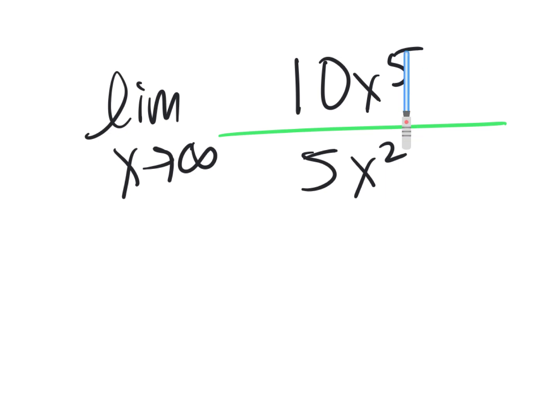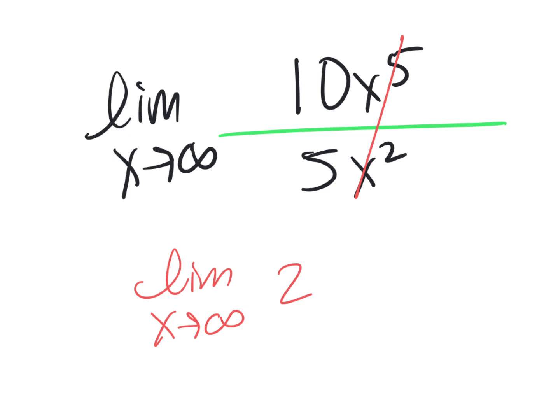Yes. What cancels out here, you guys? Well, 2 of my x's cancel out, so as x goes to infinity, I'd be left with 2x to the 3rd, because 5 minus 2 is going to get me 3, and my 10 divided by 5.